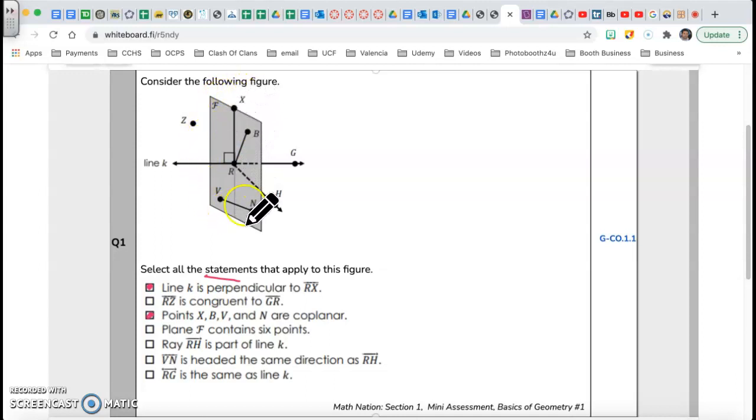I don't see any other points lying on this plane. F is just the name of the plane. It's not a point, you see? Next to X, there's a point. F doesn't. So there's only 5 points. So this next statement is wrong.